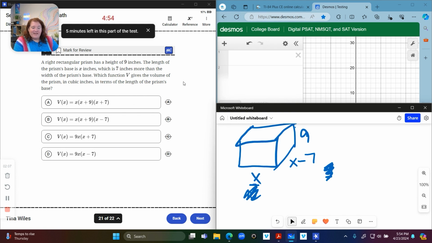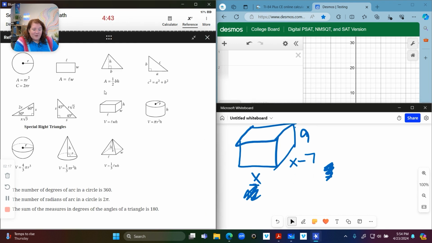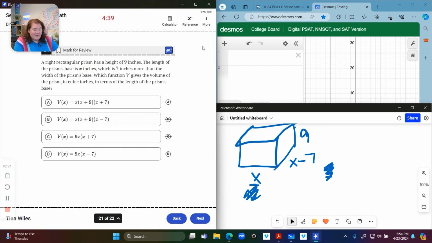Which function V gives the volume of the prism in cubic inches in terms of the length of the prism's base? So I have to find the volume. It is on the reference sheet here. Volume is length times width times height. So I'm going to do X times X minus 7 times 9. 9X, X minus 7 is D. You could see that was a little tricky with the X minus 7.